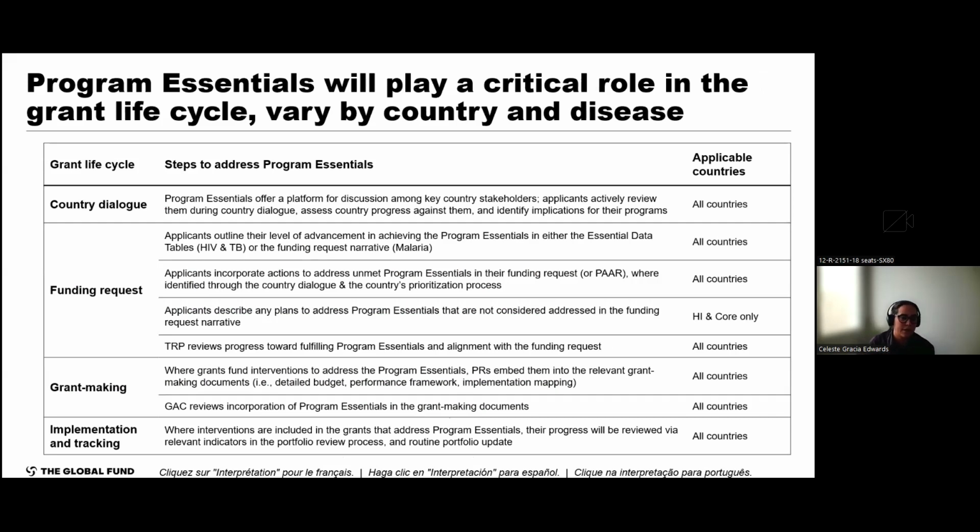So how is this going to work? Like I was saying, first of all, the program essentials will have to be discussed during country dialogue. Then a decision has to be made on what is going to be embedded into the funding request. Countries are going to be filling in, for HIV and TB only, not for malaria, what is called an essential data table. And this essential data table is going to reflect how advanced they are in every one of the program essentials. Then also in the funding request, program essentials are going to be addressed. Then during grant making, after this funding request has been approved and reviewed by TRP, the program essential activities are going to be embedded into the grant to make sure that they are there. And then we are going to be tracking the implementation like we do regularly with all other grants. There's not going to be an extra mechanism for this. Next slide, please.